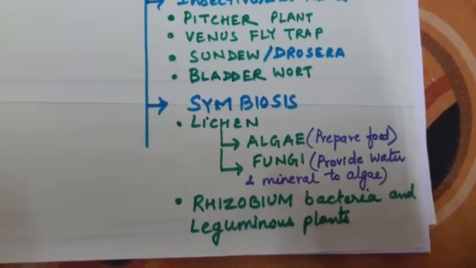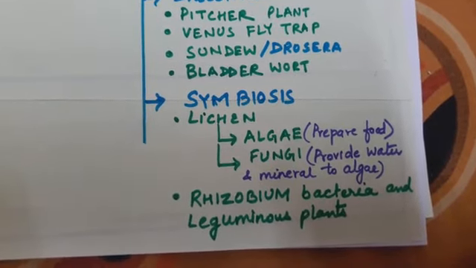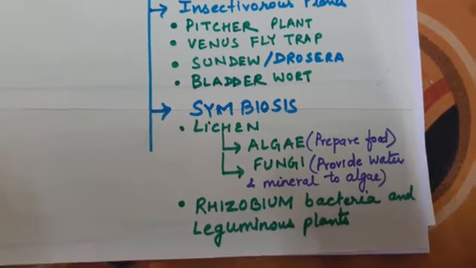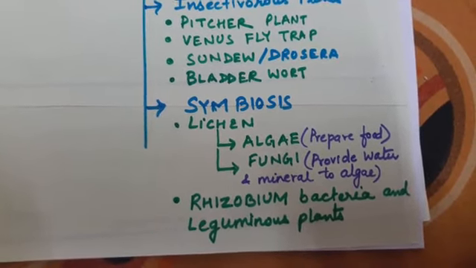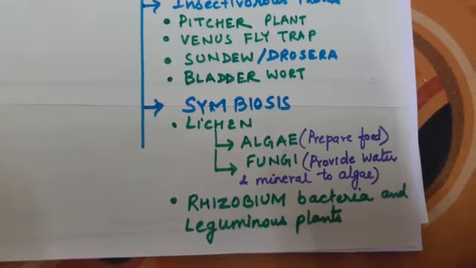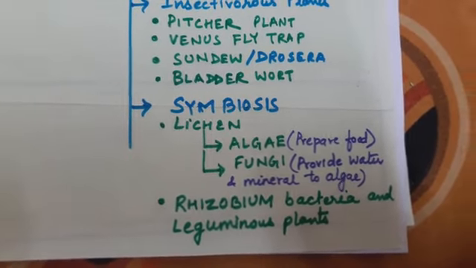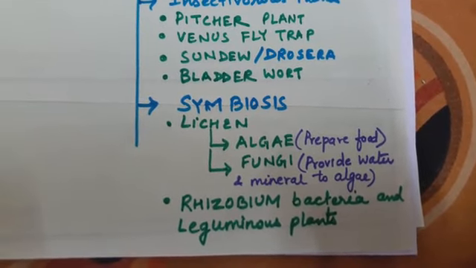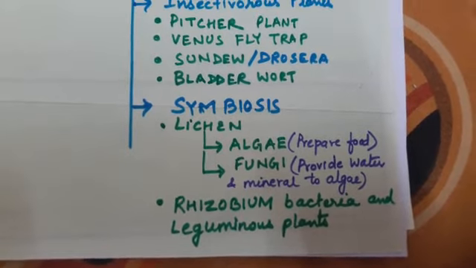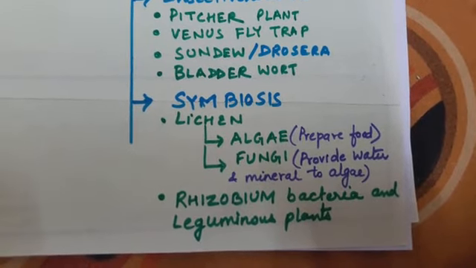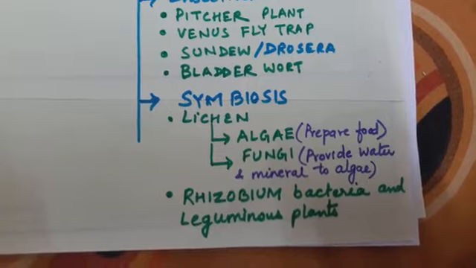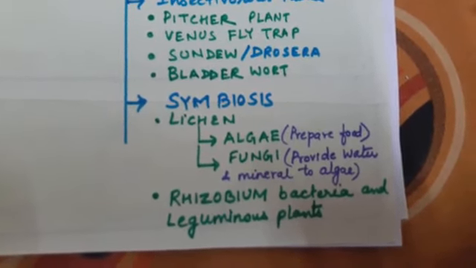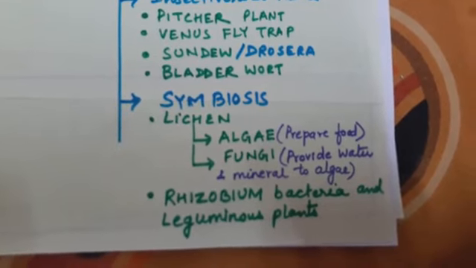In this type of nutrition, there is a close partnership, or you can say the association between two organisms. One is algae, another is fungi. In case of lichens, lichen is a wholesome organism which is made up of algae and fungi. Algae is the partner which can prepare its food, and fungi provide water and mineral to algae. So they are living in partnership. Algae prepares food and fungi is good in absorption. It provides water and mineral after absorbing to algae.